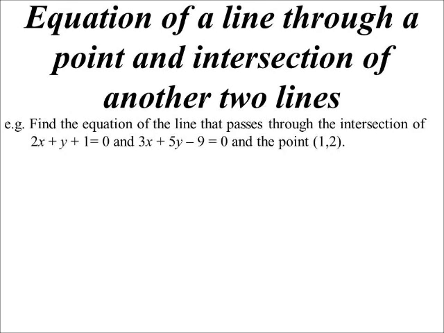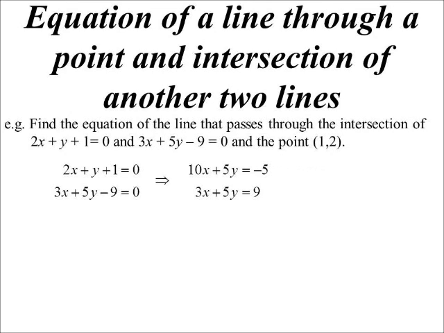If we had to find the equation of a line that passes through the point of intersection of these two lines, but it also goes through the point (1, 2), I suppose the first reaction is, oh well, let's go and find that point of intersection. So we'll solve them simultaneously. We need the coefficients of either the x or the y to be the same. So I'll make the coefficients of y the same. I can eliminate the y's. I end up with x is negative 2. Sub that back in, we get y is 3.